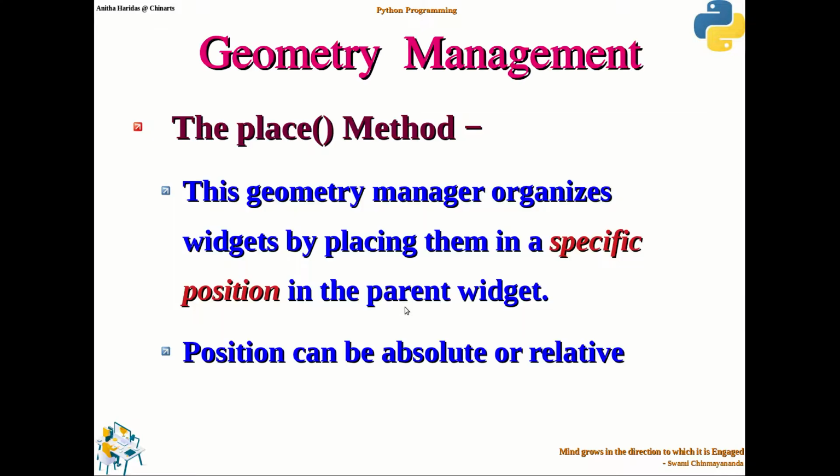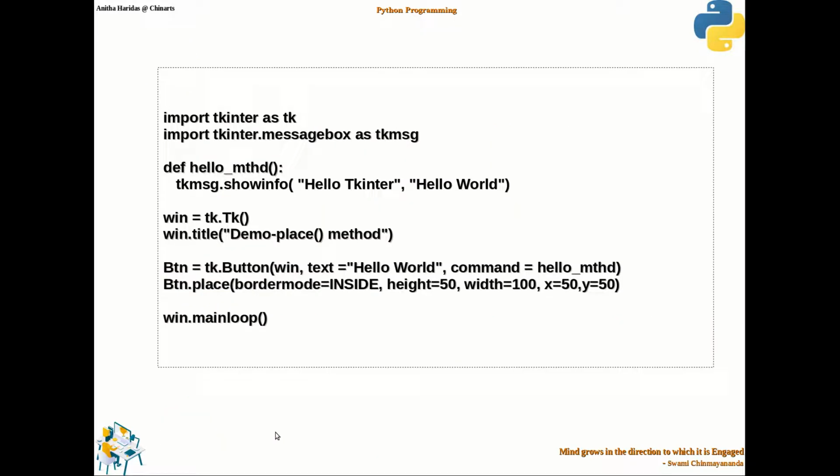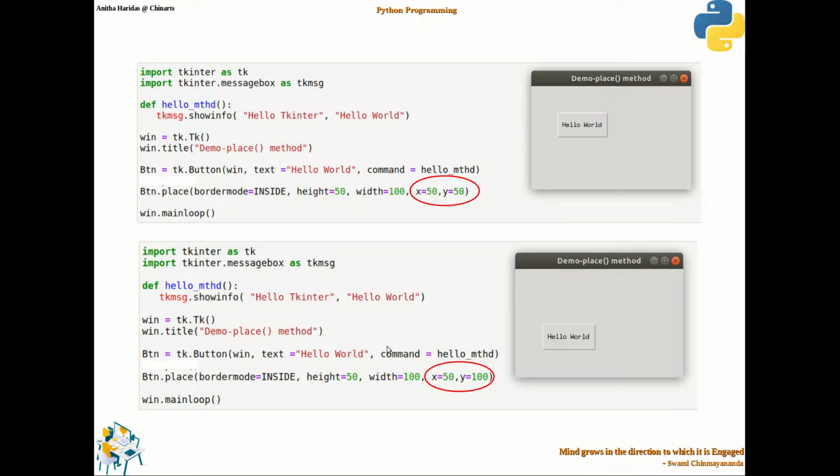Then the third method is the place method, which is used to organize the widgets by specifying the exact position on the parent window. The position can be an absolute position or it can be a relative position. The syntax is also displayed here, and these are the list of possible options we discussed in the last session. And this is one good example which you can take for the place method.